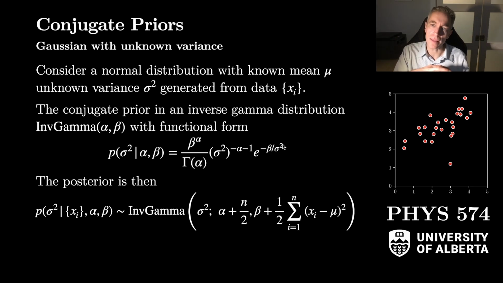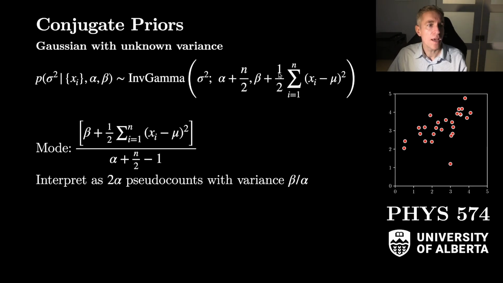So this looks a lot like where you would want your sigmas in a Gaussian distribution. And so the posterior then is an inverse gamma function as well over the variance, with alpha plus n over 2, and then beta plus a half the sum of the data with respect to the known mean quantity squared. And if you have this nice posterior function, it has a mode that is beta plus the sum of the squares of the data over alpha plus n over 2 minus 1.